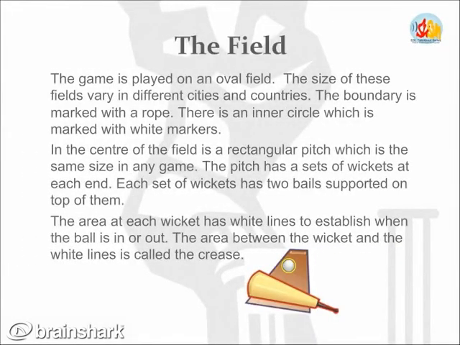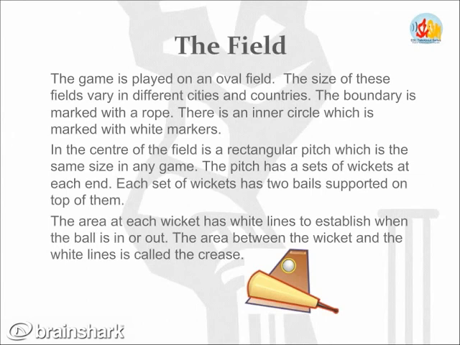The field. The game is played on an oval field. The size of these fields varies in different cities and countries. The boundary is marked with a rope. There is an inner circle which is marked with white markers. In the center of the field is a rectangular pitch which is the same size in any game.